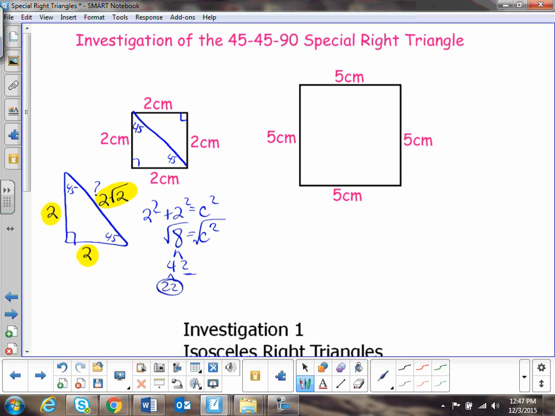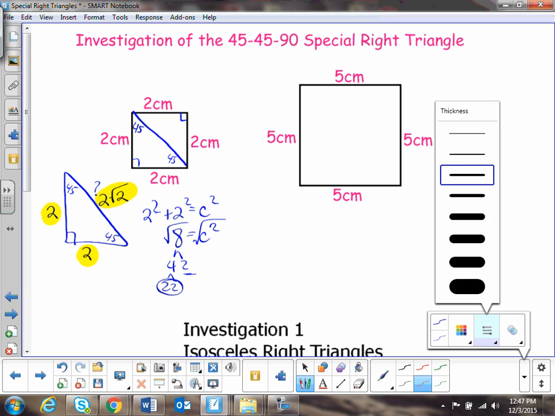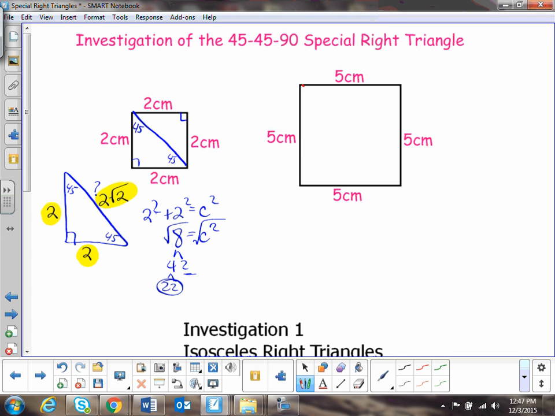Okay, let's work this other one over here. Draw a diagonal. This is 45 and 45. This is a square. And so let's do 5 squared plus 5 squared and see what the hypotenuse comes out to be. That's 50.